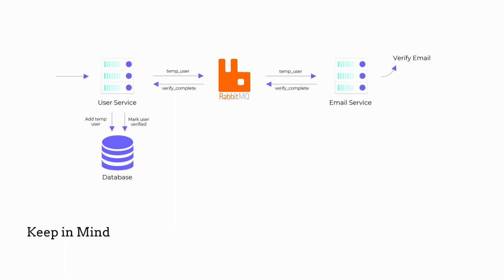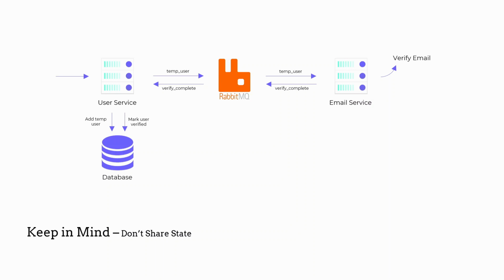Now, there are two things to keep in mind when going event-driven. First, all your operations need to be idempotent. That's a fancy way of saying that your system should work even if the same event was delivered multiple times. What I mean is, your user service shouldn't crash if it receives the verification complete event for the same user twice. The second thing to remember is that each service should manage its own state.